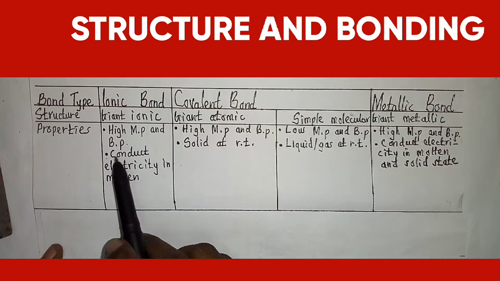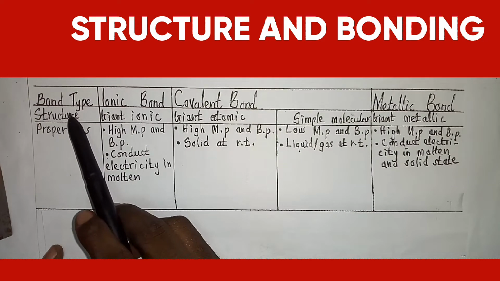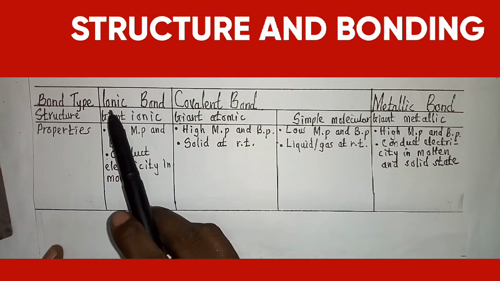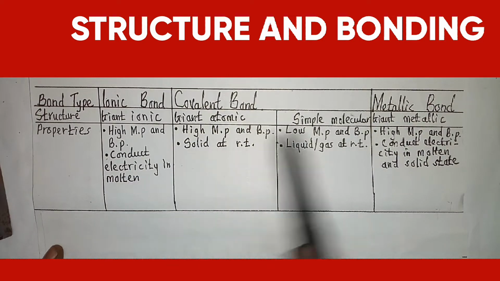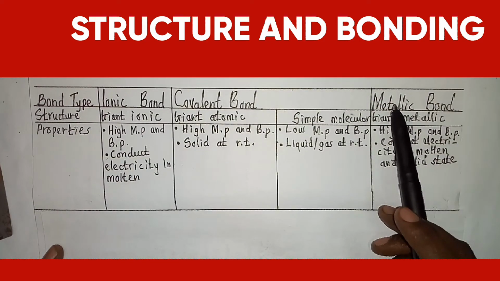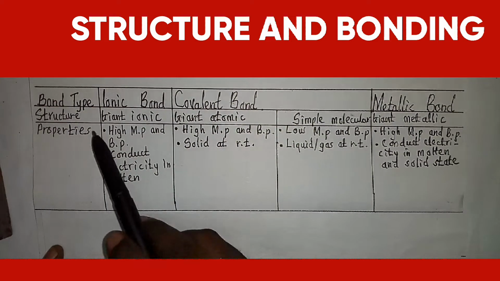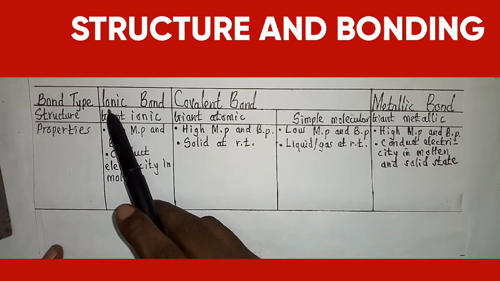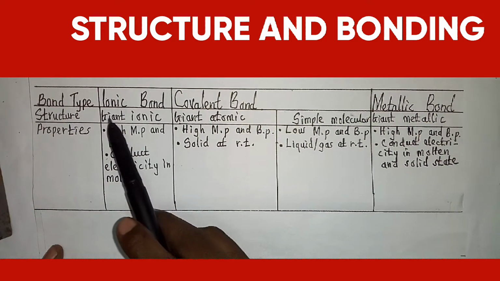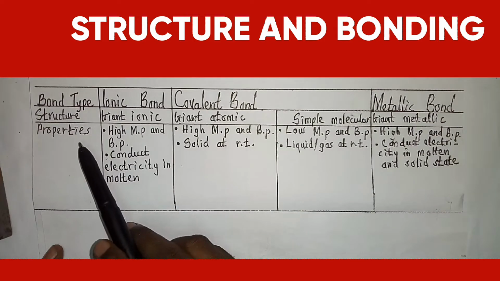Now we want to look at the bond types. We have three types of bonds. We have ionic bonds, covalent bonds, and metallic bonds. So we're going to pass you through how the bond is formed, the structure, and the properties.